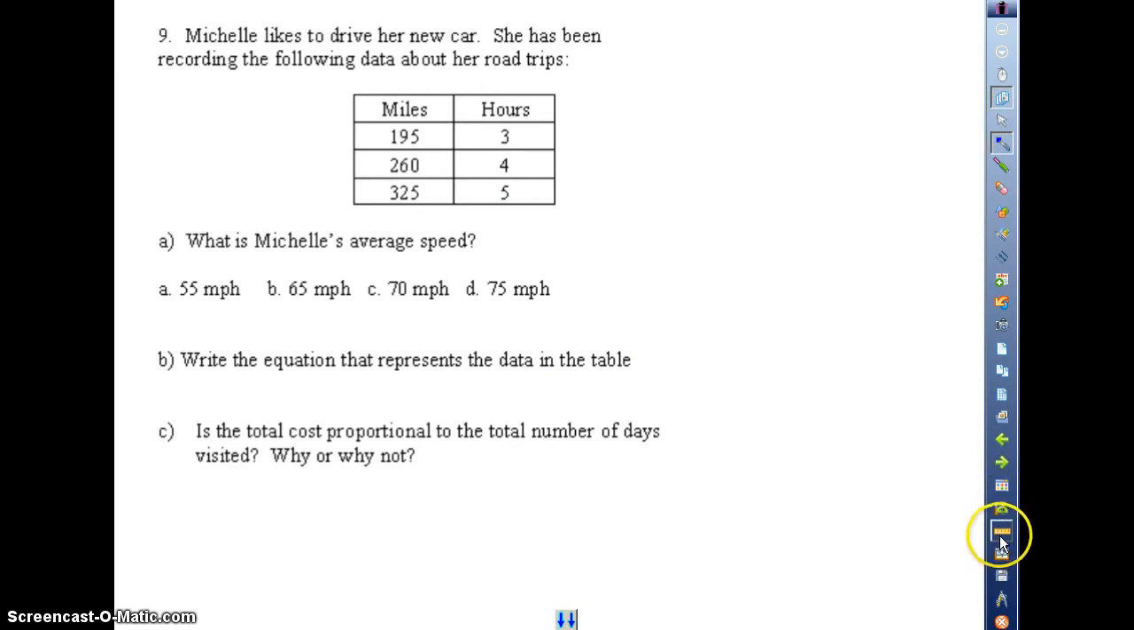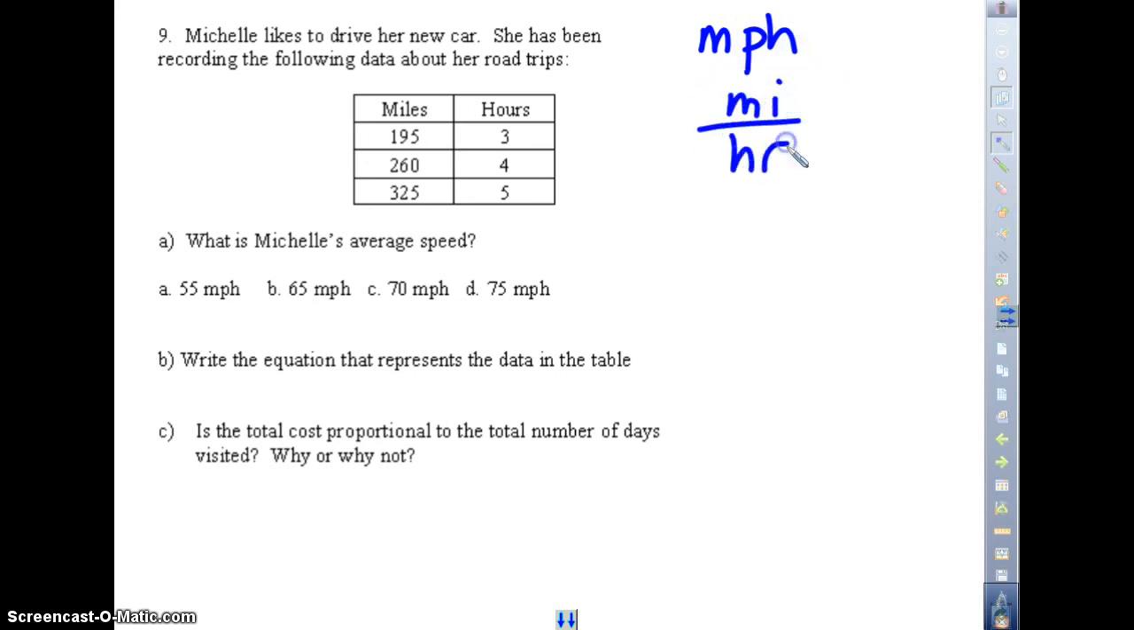Number 9. Michelle likes to drive her new car. She has been recording the following data about her road trips. Question 1. What is Michelle's average speed? Speed is, when you're driving, miles per hour. Another way to write that is miles per hour. Here I have miles, here I have hours.